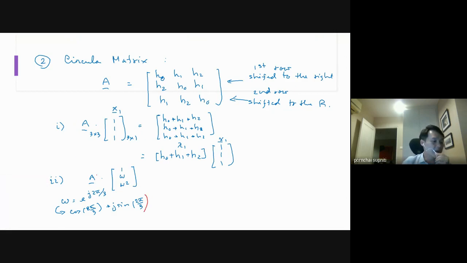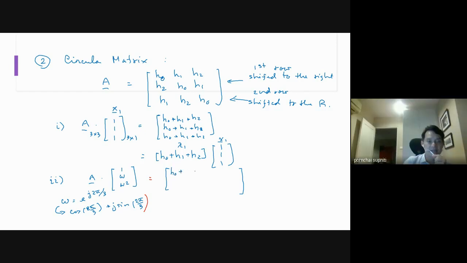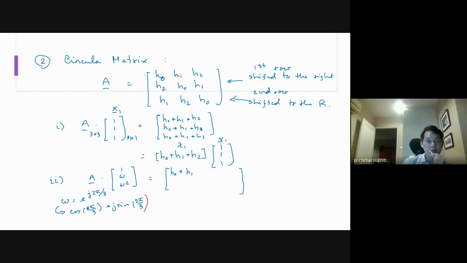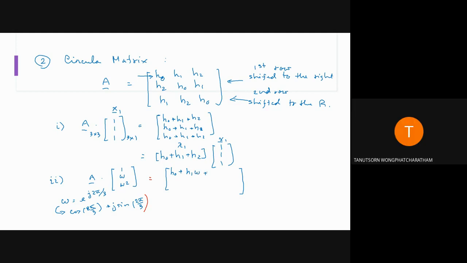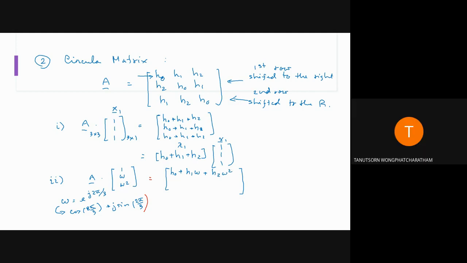So if I multiply A with 1, omega, and omega squared, what do I get? It is a 3 by 1. What do I get for the first row? H0 times 1, H1 times omega, and H2 times omega squared. How about the second row?